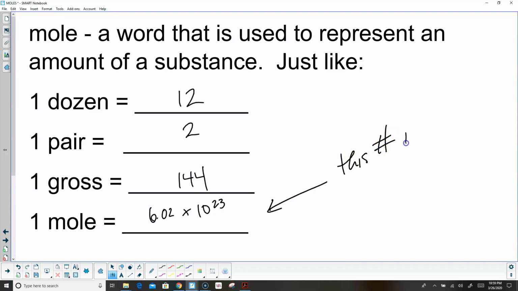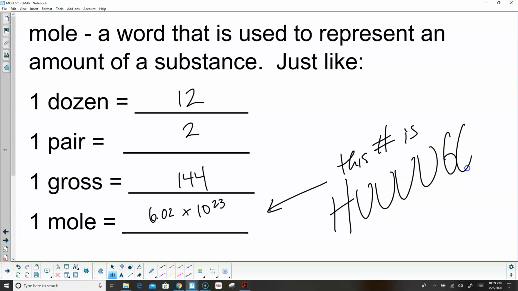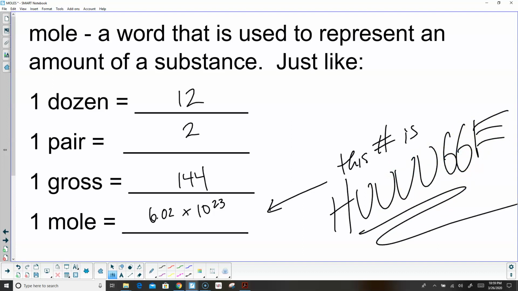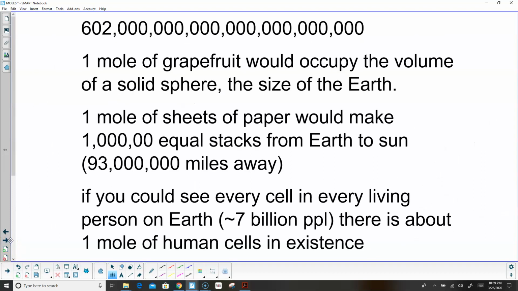This number is huge. That number's big. That is a giant number. Just to give you some idea. That's what that number looks like, right up here at the top. If you were to write it in standard form, it's basically 6 followed by 23 zeros. If you were to say that, you would say 602 sextillion. That is a really big number.